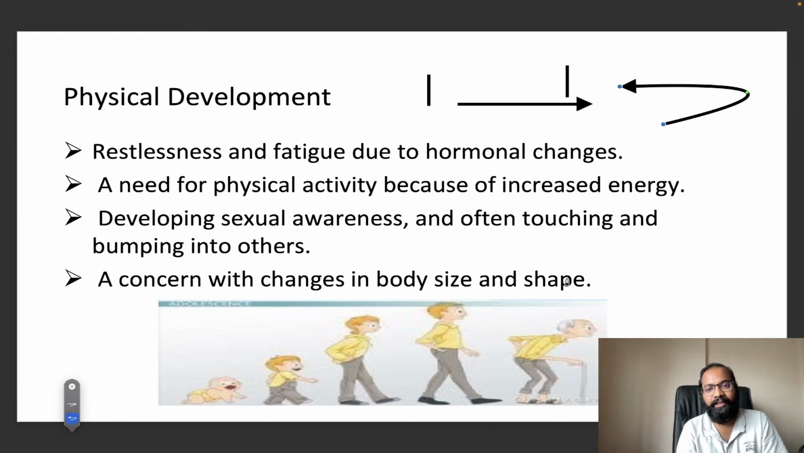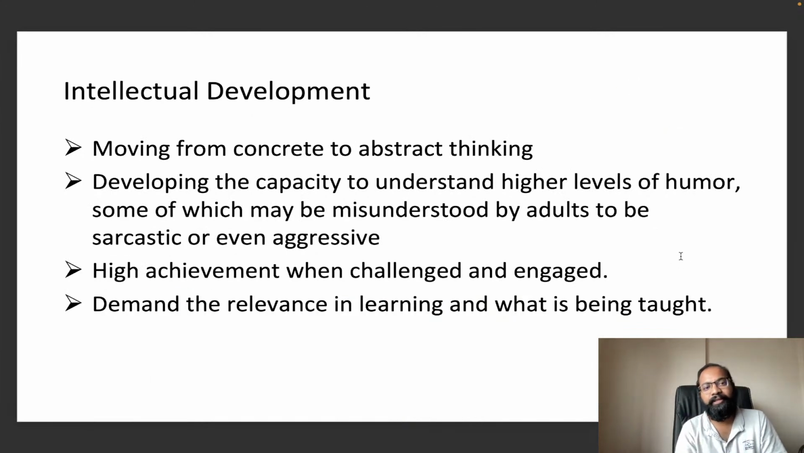And a concern with changes in body size means they will be much bothered about changes in their body size as well as shape. So these are all the physical development characteristics.